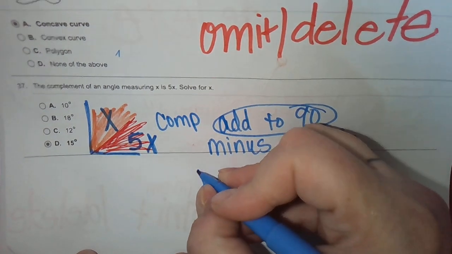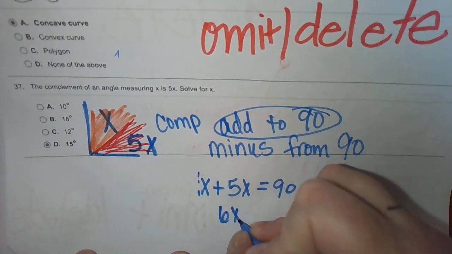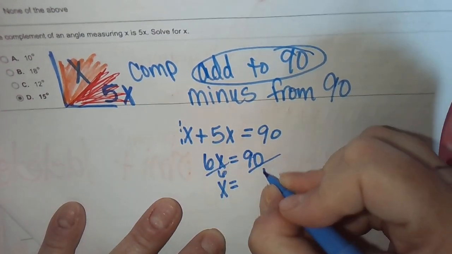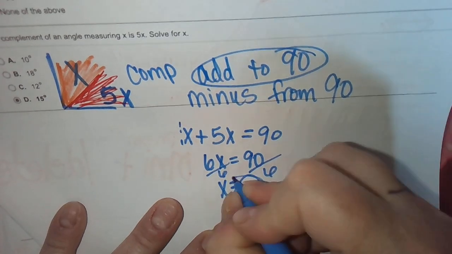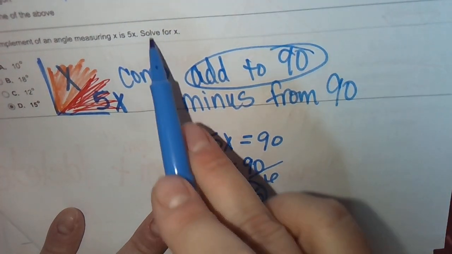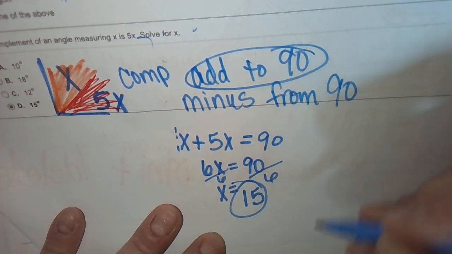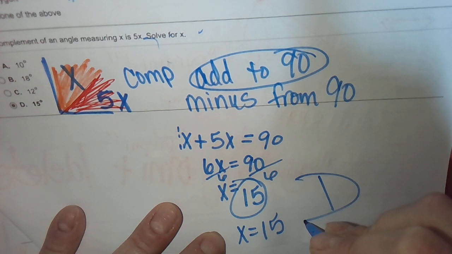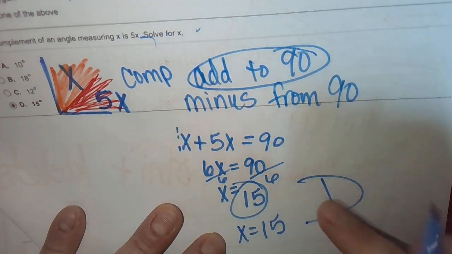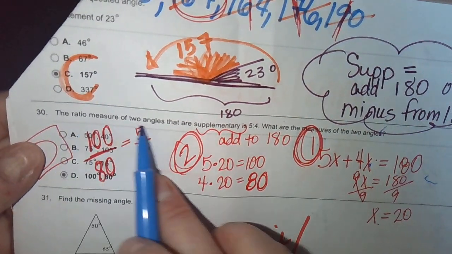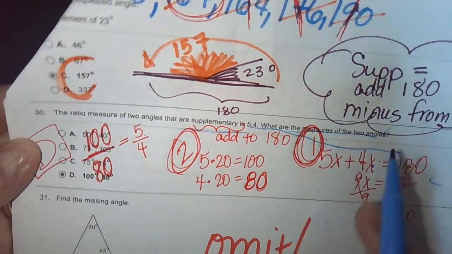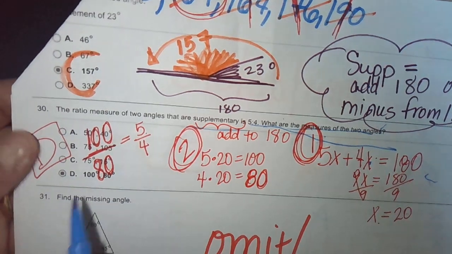Okay, so I have my good friend Juan. X plus 5x is 6x, and that's equal to 90. And then divide by 6, and you get 15. So the question is, solve for x. Well, we did. X equals 15. So D. Okay, this one's different from that number 30, because it didn't say solve for x. It said what are the actual measures of the two angles. So that's why we had to use the degrees.